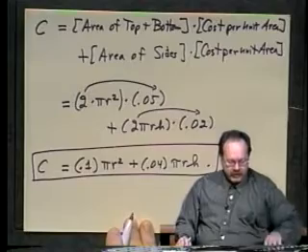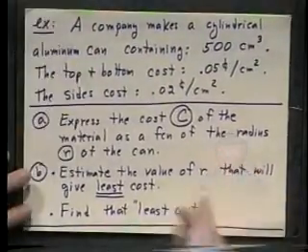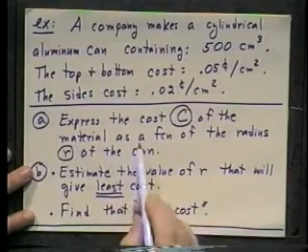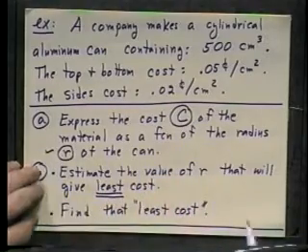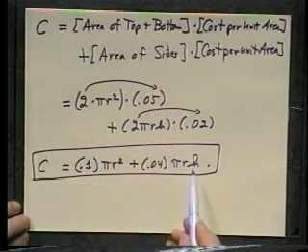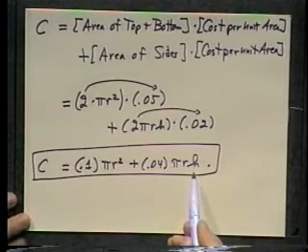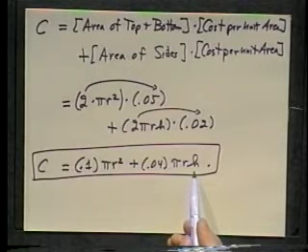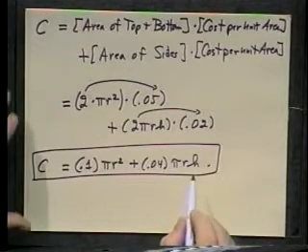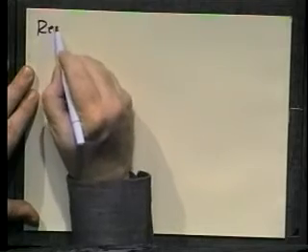If we read the original problem, let me bring that back for the moment. Express the cost c of the material as a function of the radius r of the can. Well, let's see what we have here. The cost is expressed as a function of r and, unfortunately, also h. So what we need to do is get rid of the h. We need to replace it somehow by a function of r. Now this is where we recall one of the observations we made and use it here.